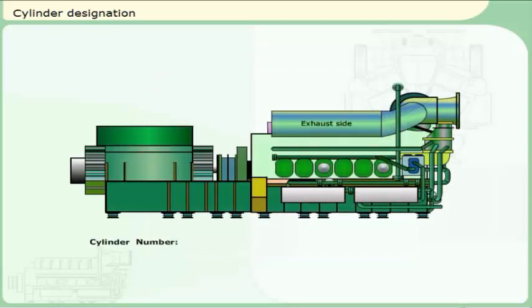The designation of the cylinders on Ullstein Bergen engines begins from the pump end. The cylinder closest to the pump end will be number one, and then the number will increase towards the flywheel end.